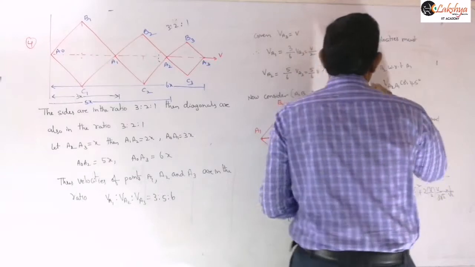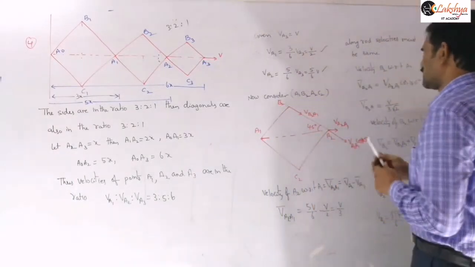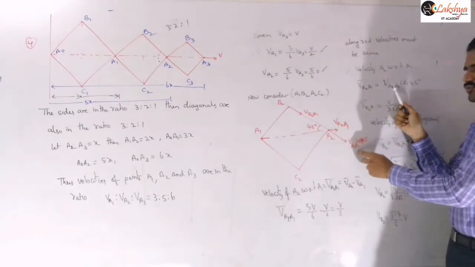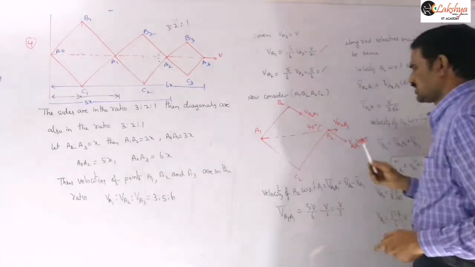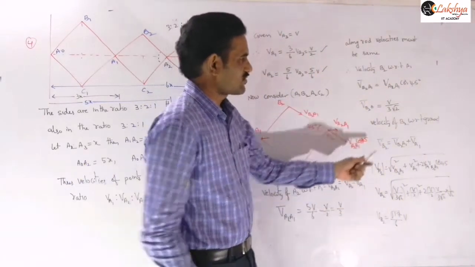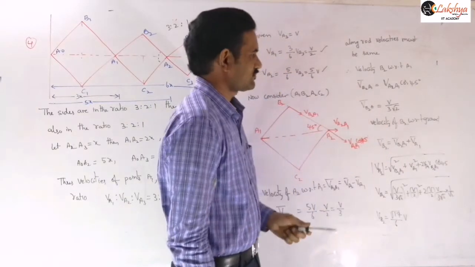So then that velocity we can write as velocity of B2 with respect to A1, V_B2A1, is equal to V_A2A1 cos 45. And V_A1A2 value we already calculated as V by 3, so you can substitute this value here. So then V by 3 root 2 you will get.